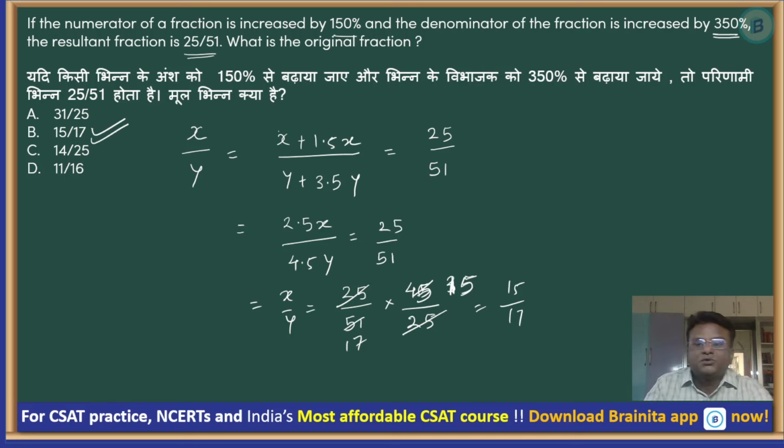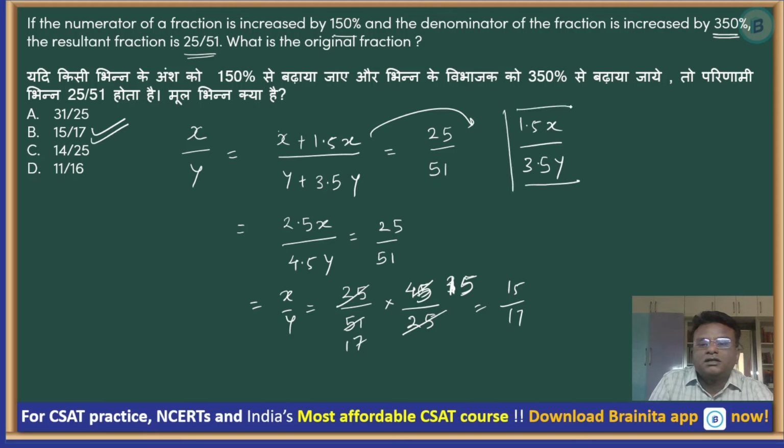Okay, one of the simpler questions. Just wanted to explain to you the concept of 150%, 350%, and that it is increased by that amount. Okay, because 150% is a larger number than the original number, you may tend to think that this fraction is actually 1.5x by 3.5y. It is not. Okay, so understand this point very clearly. Only for this point I have added this question. Let us move to the next one.